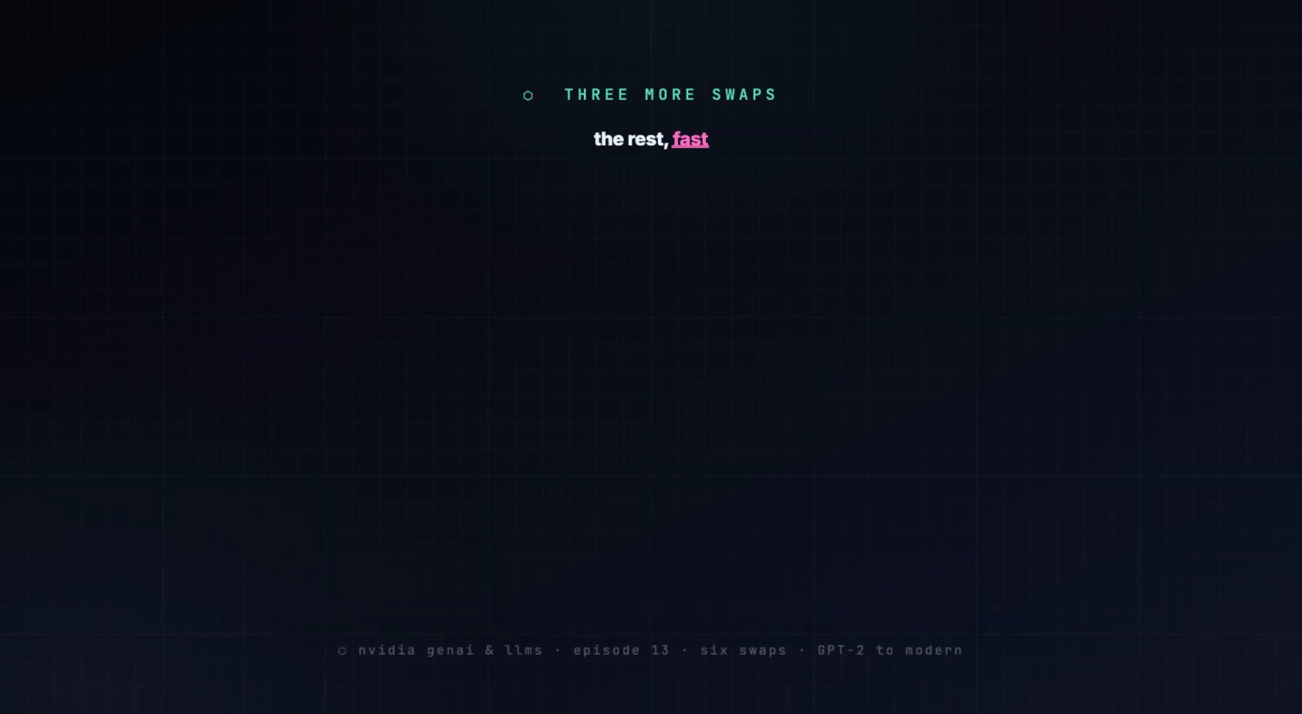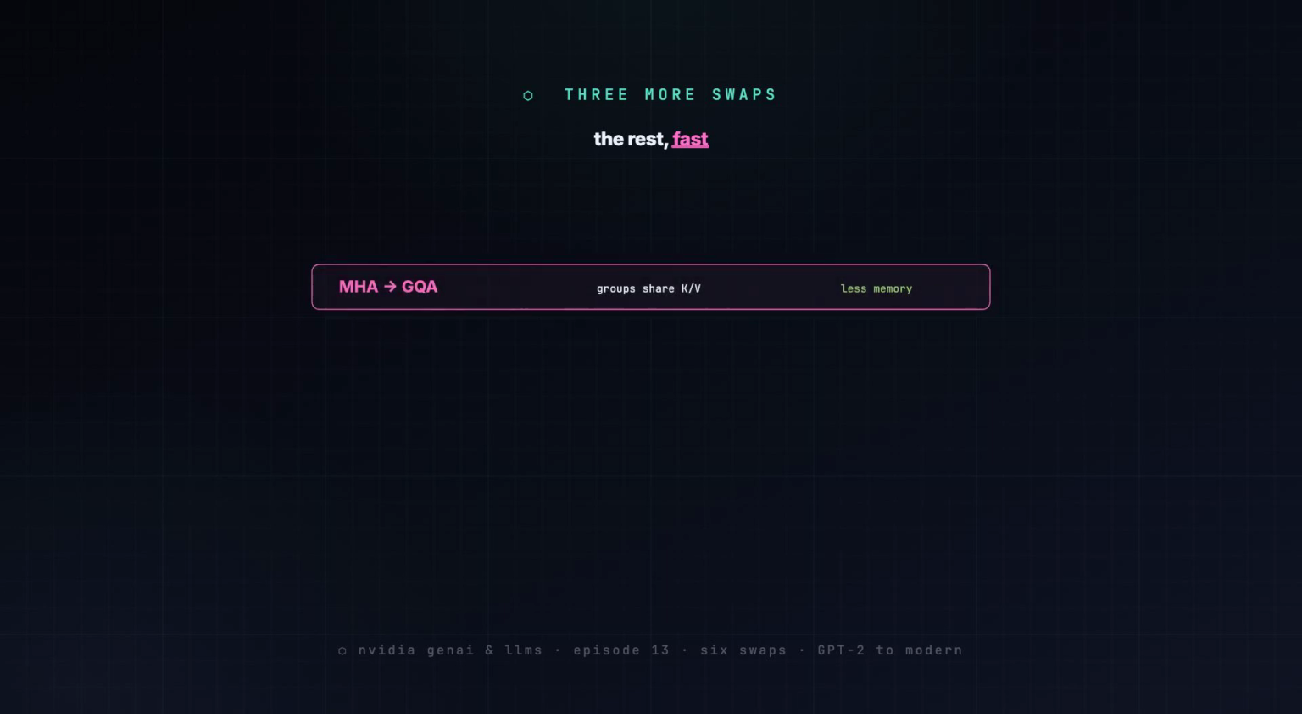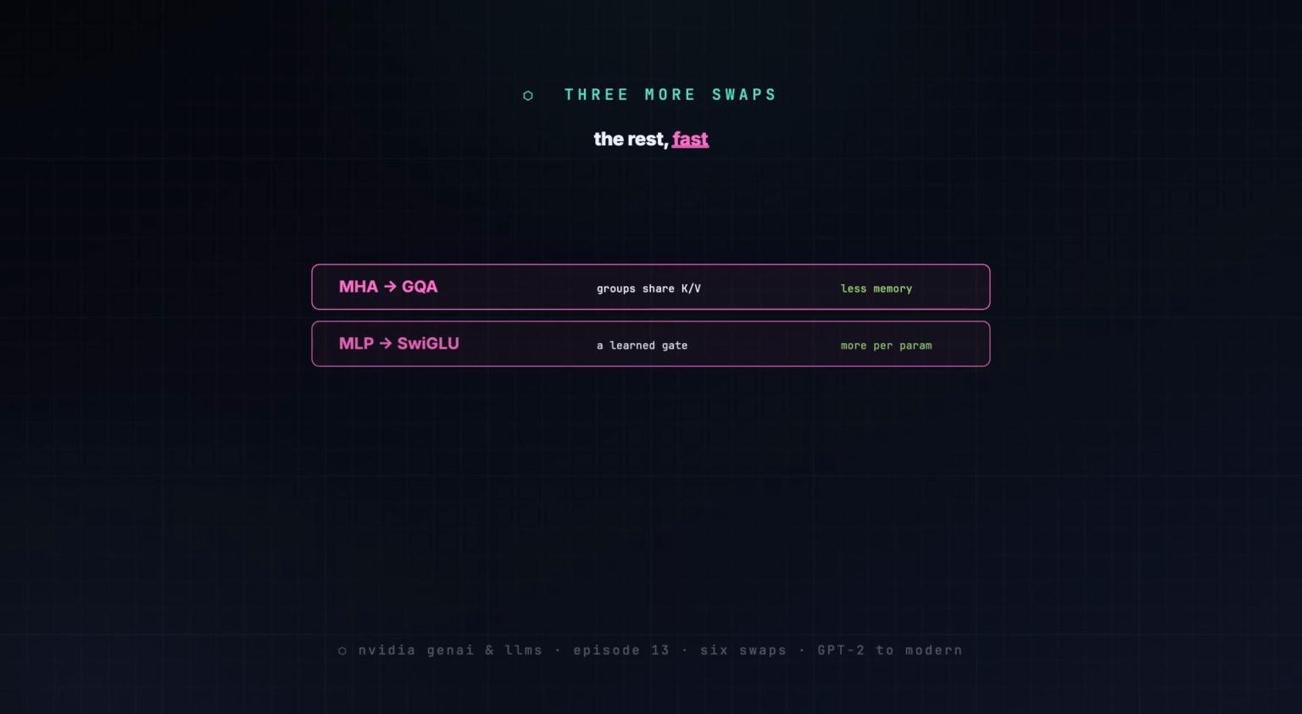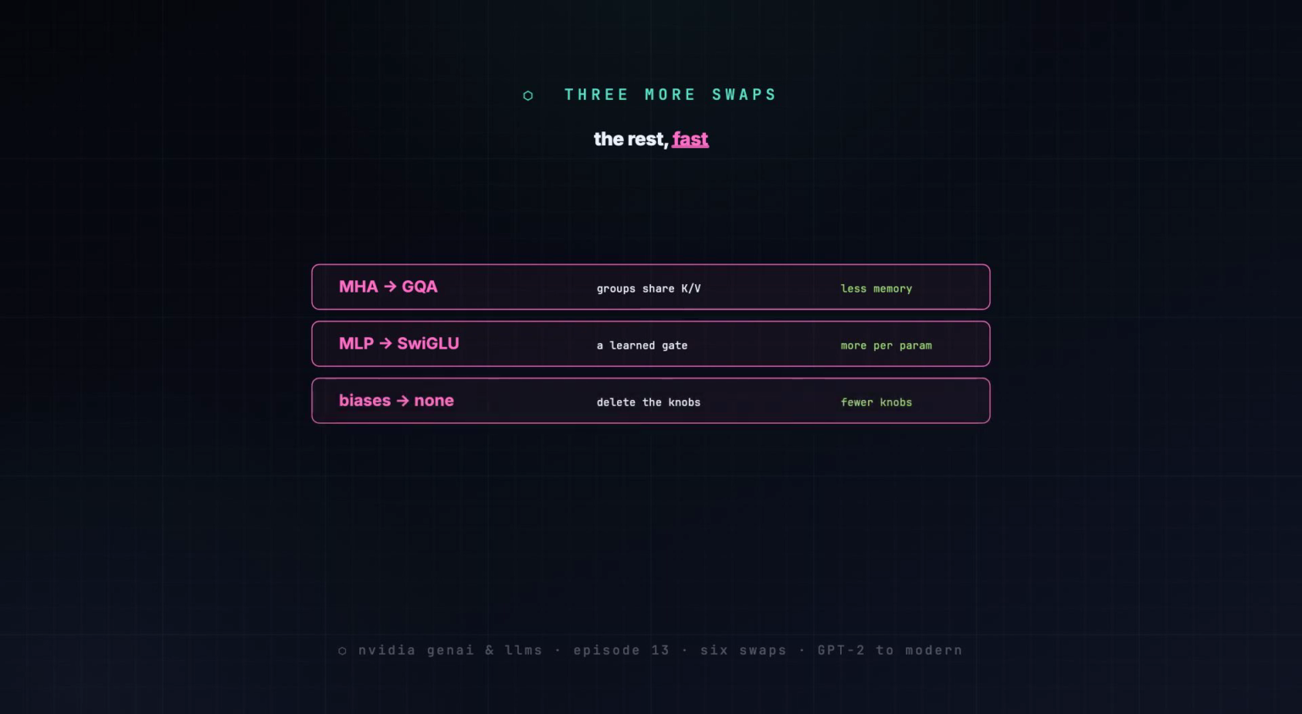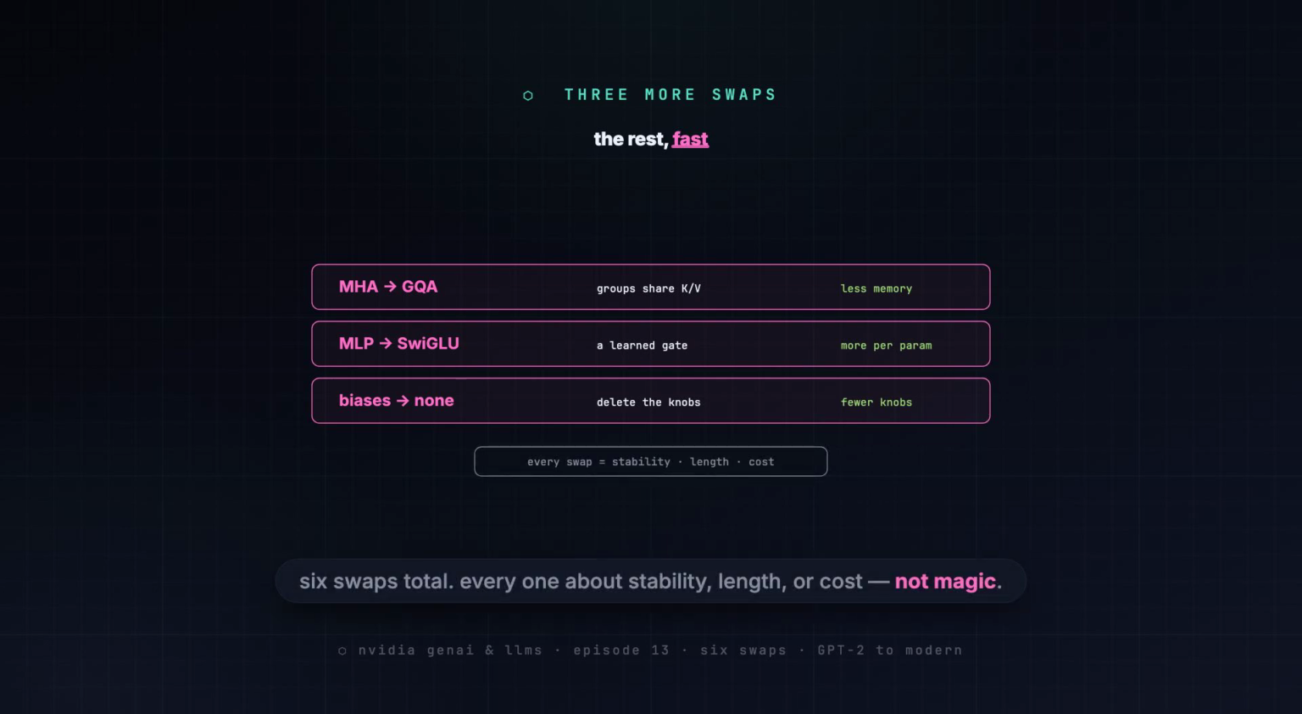The other three swaps, fast. Attention used to give every query its own key and value. Now groups of queries share keys and values, which shrinks the memory the model carries during a conversation. The little neural net got a learned gate, a valve that decides how much passes through, and the bias knobs got deleted. 6 swaps total. Everything is about stability, length, or cost, not magic.